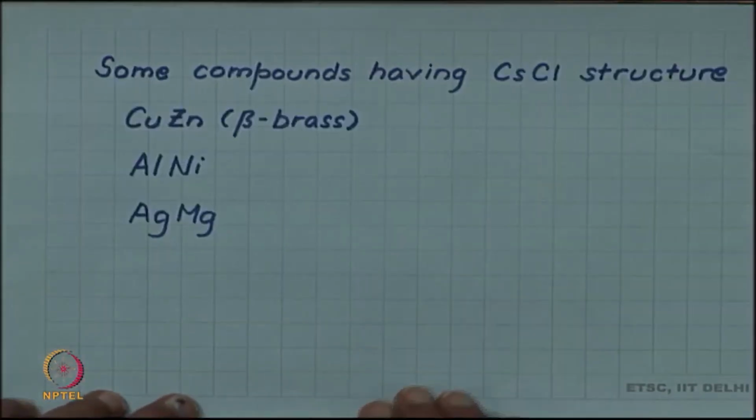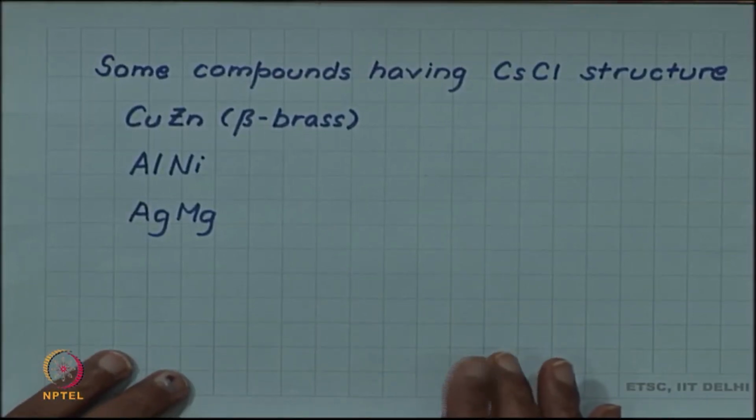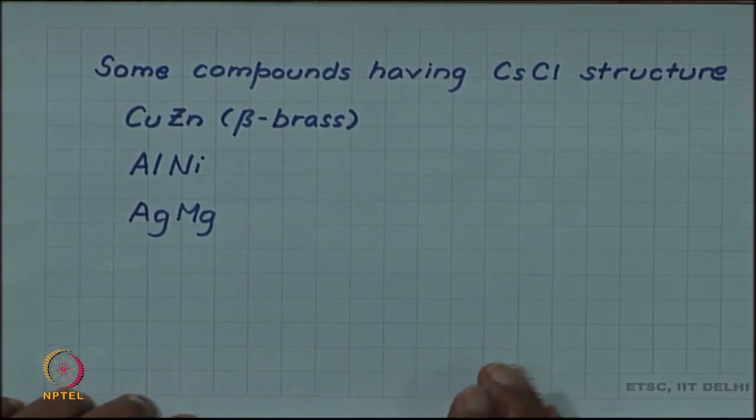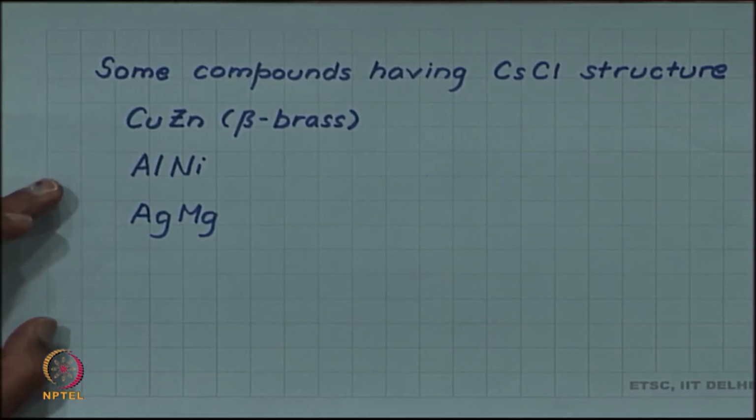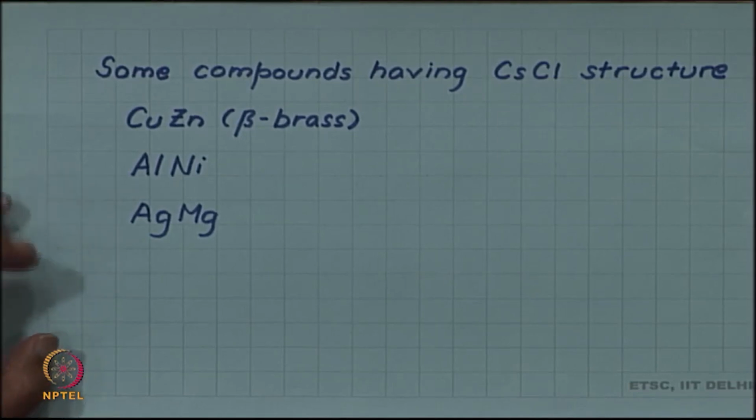Again, cesium chloride is a prototype structure. Any AB compound which has a structure like this, where one element or one ion is sitting at the corners and the other one is sitting at the body center of a cube, will be called a cesium chloride structure. So, some examples are here. All of these are intermetallic compounds. So, copper zinc, which is actually beta brass, aluminum nickel, silver magnesium, all these form the cesium chloride structure.